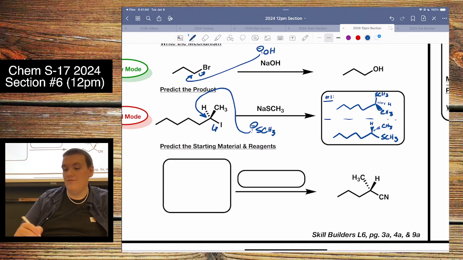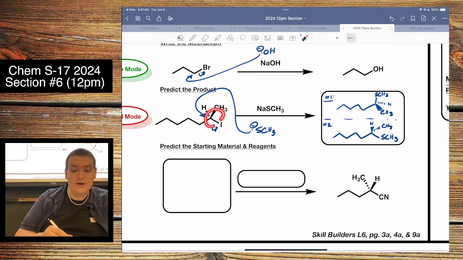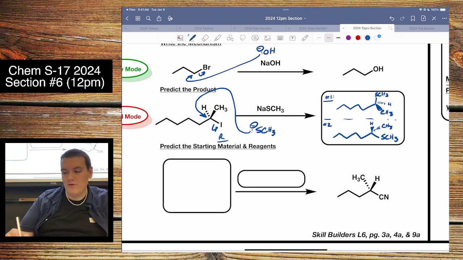The way to kind of convince yourself that these 2 methods are equal is assign R and S. So initially this compound is R, and then both of these over here are S. And I will let you check that on your own. But that's how we did the inversion of stereochemistry.